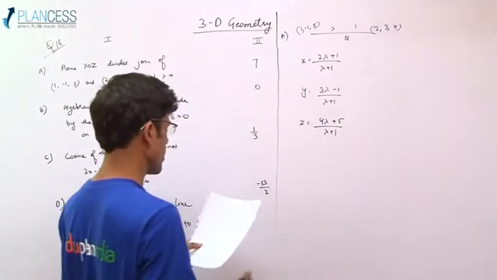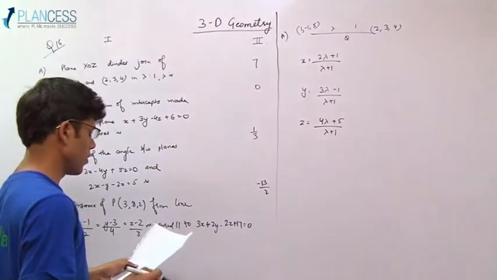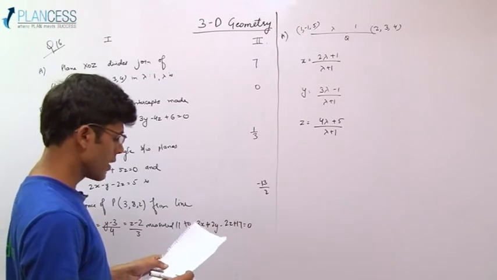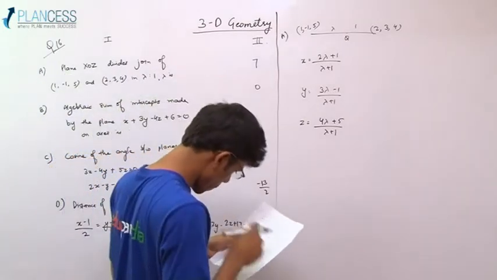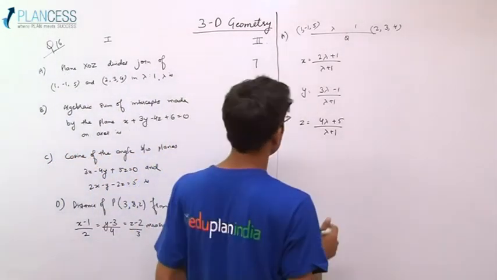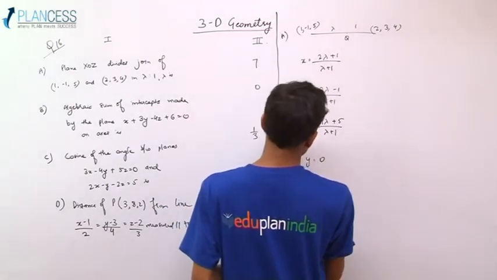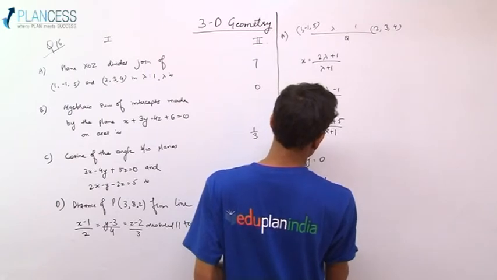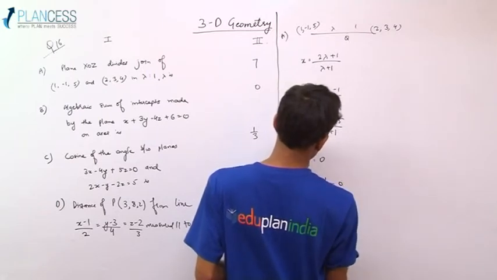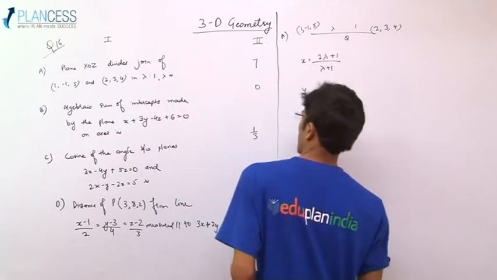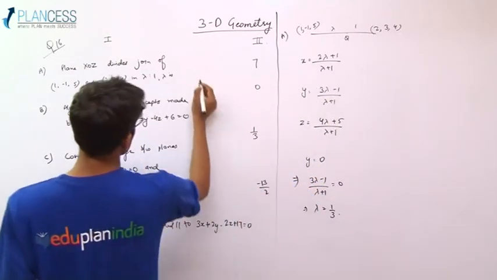Now this point lies on the XOZ plane. The XOZ plane is basically that plane on which y is equal to 0. So y is equal to 0. So (3 lambda - 1)/(lambda + 1) is 0, which implies lambda is 1 by 3. So A is matched to 1 by 3.